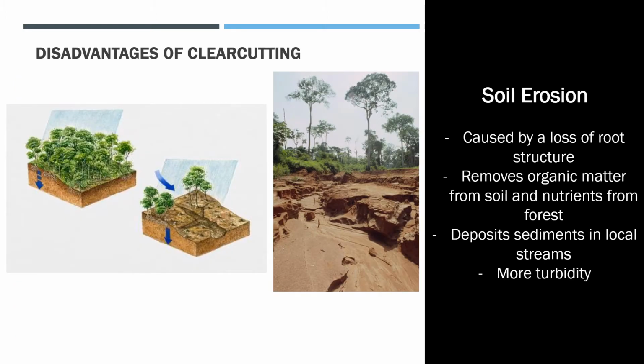While those things are all great, we must also mention those disadvantages. One of the disadvantages of clear cutting is soil erosion. So when the tree's roots are no longer in the ground and providing that structure for the soil, it causes a lot of that soil to be washed away by rain. This soil that's washed away eventually deposits as sediment in local streams, causing what's called turbidity. That's how cloudy the water is from sediment. And as it does, it also removes the organic matter from the soil, and the nutrients that would normally be in the forest have now washed out and are in other areas, such as the stream.